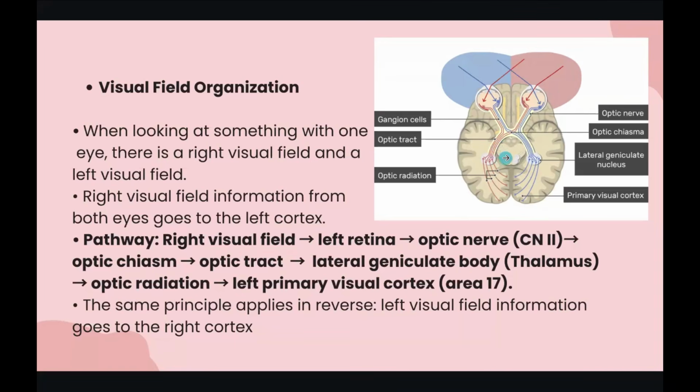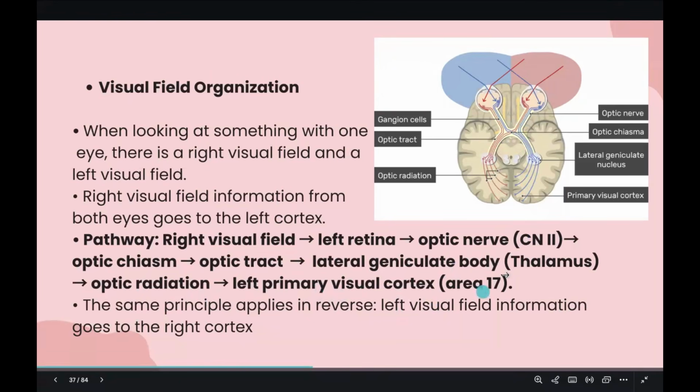So from the thalamus, after it gets relayed in the thalamus, it completes its way to its respective cortex area through the optic radiation. All right. And then to the left primary visual cortex. So because it was the right visual field, it goes to the left visual cortex. If it was the left visual field, it goes to the right visual cortex. Please do not let this confuse you. Inshallah, it's easy. And the same principle applies in reverse again. Left visual field information goes to the right. All right.